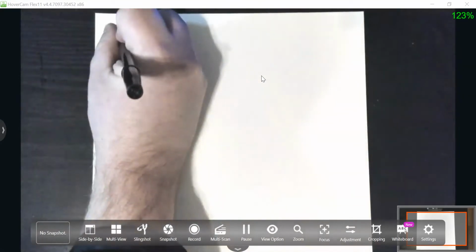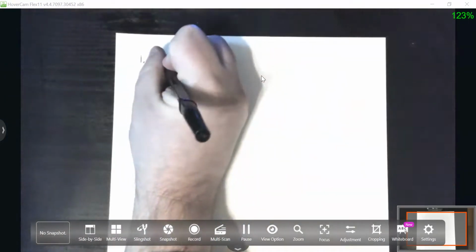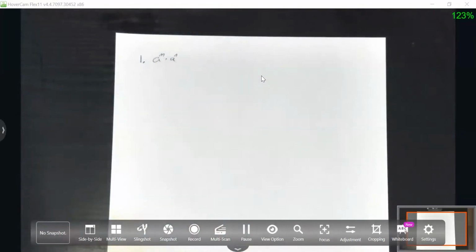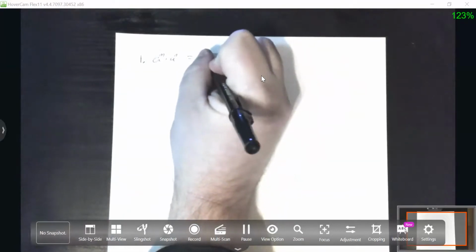All right, so rule number 1 for simplifying exponents. If you have 2 exponents to different powers and they're multiplying each other, that would mean that we would add them together. So that would be a to the m plus n.